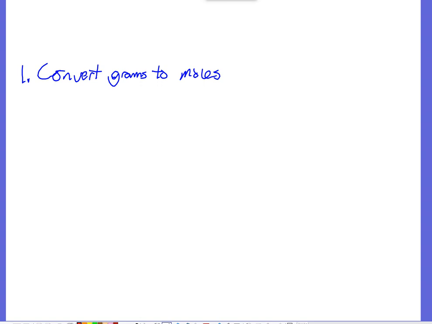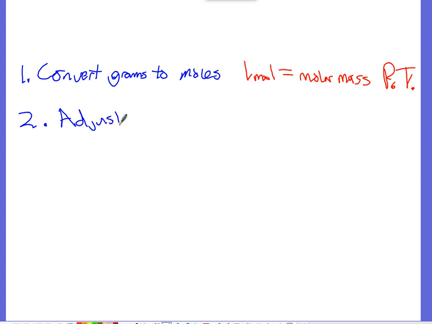Yes, grams to moles. I use that 1 mole is equal to the molar mass to make that one happen. Yep. So I'm going to go to the periodic table, PT for periodic table. Anytime we convert grams and moles, we're using that relationship, 1 mole and the molar mass. And then, once we have moles, we need to look at the ratio and adjust the ratio.